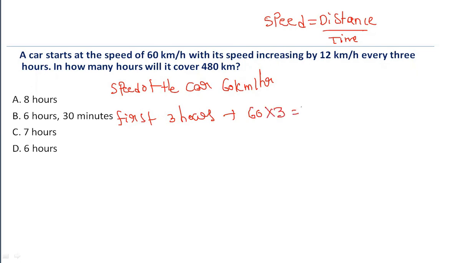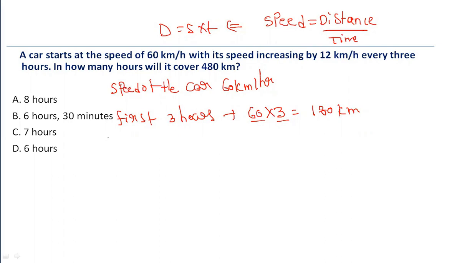Likewise, for the 3 hours, the distance traveled: if you want to write for distance, then distance is equal to speed into time, from this basic expression. So 60 is the speed maintained and the time period is 3 hours. That is nothing but 180 kilometers. So for the first 3 hours, 180 kilometers of distance is traveled with 60 kilometers per hour.